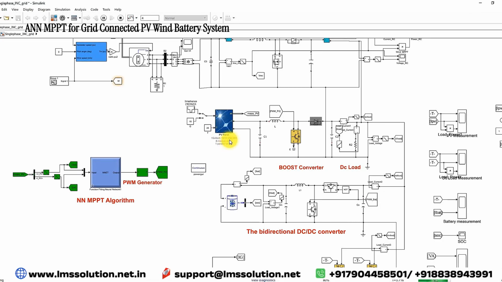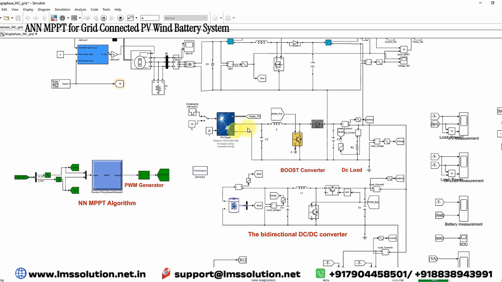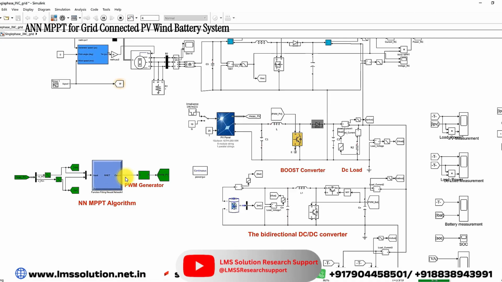Totally we have panels connected in series. The single panel rating is 250 watts, and then this PV array will be connected to the DC bus via this boost converter. This boost converter is used to extract the maximum power from the PV panel based upon the neural network MPPT algorithm. In order to generate a duty cycle, the neural network MPPT algorithm receives two inputs: PV voltage and current. Based upon PV voltage and current, it generates the duty cycle.